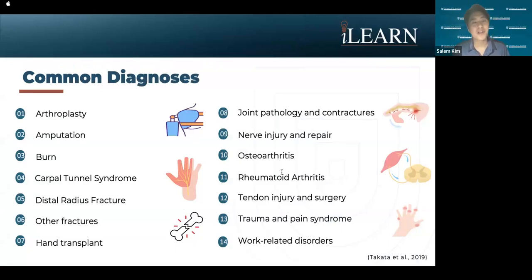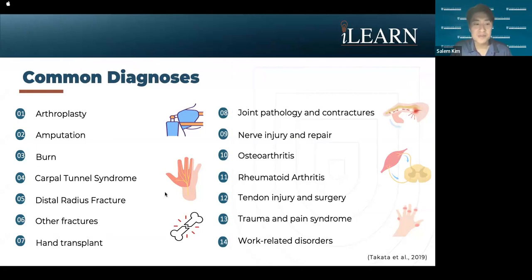All right, next, we're going to go over some of the common diagnoses that you will likely see in a hand therapy setting. Not everything is on this list. This list was a result of a decade-long study from Dr. Takata and his colleagues. So arthroplasty, some replacement of the joint, not so much amputation. I've never seen one. Burns, carpal tunnels, and the list goes on.